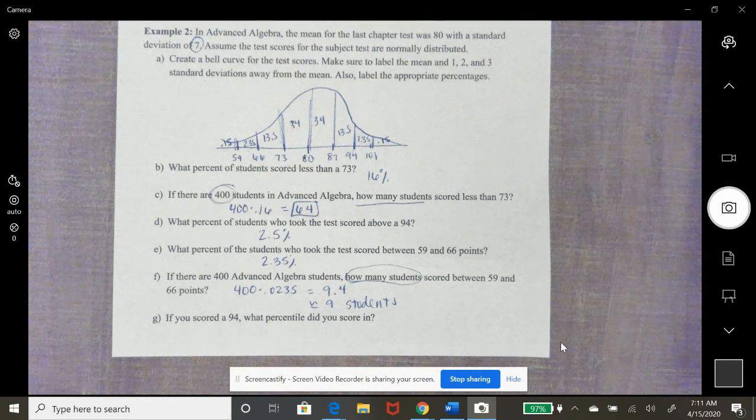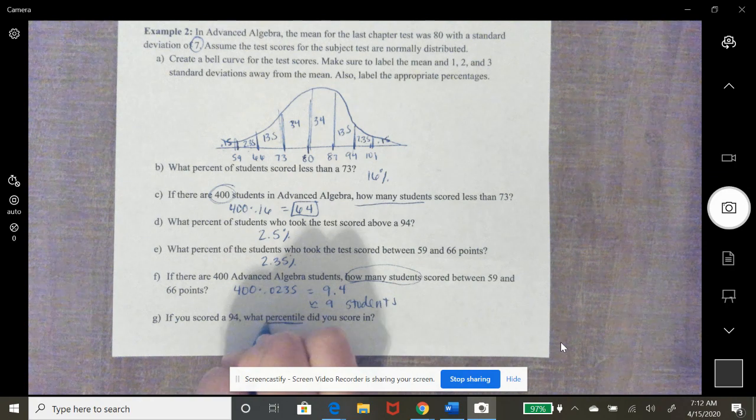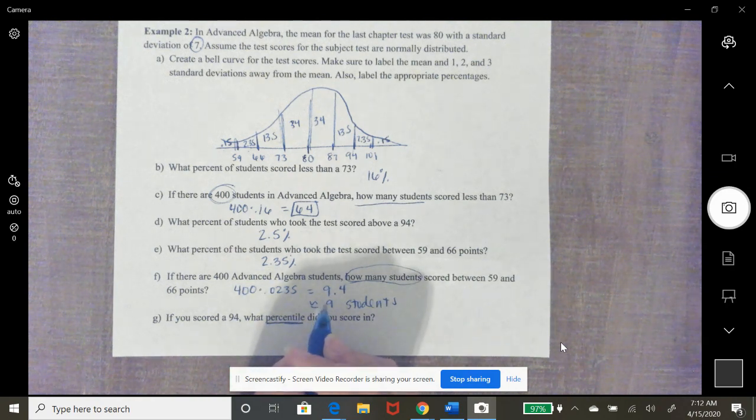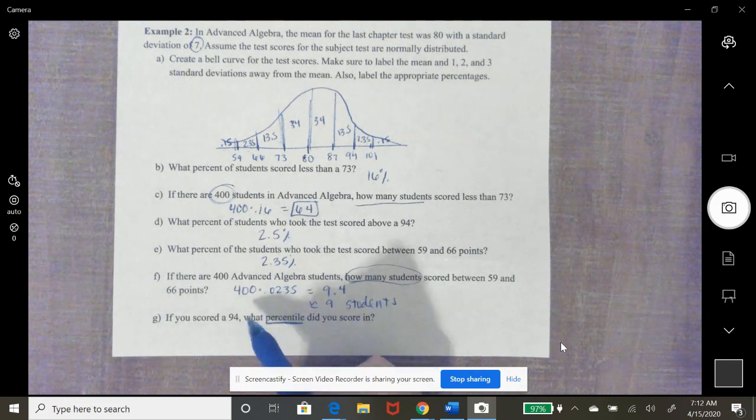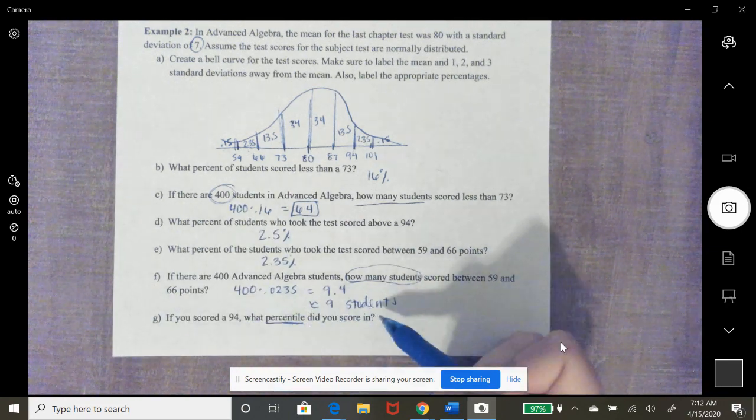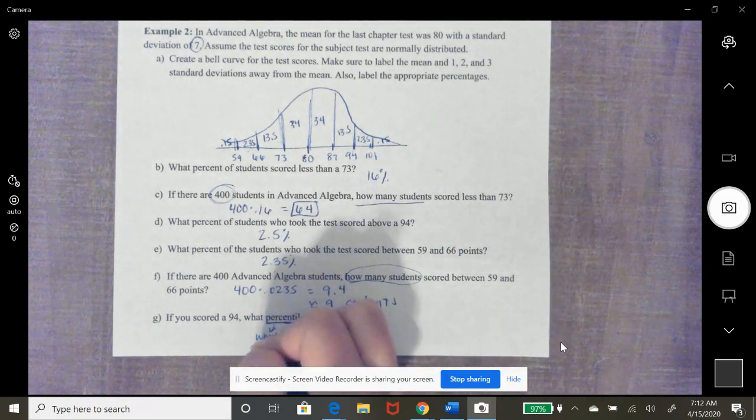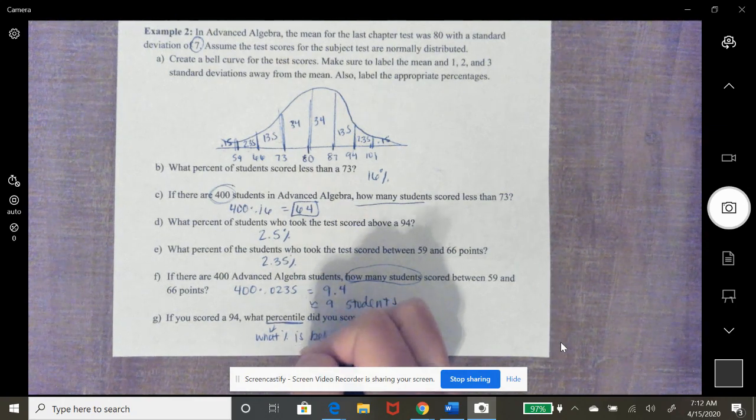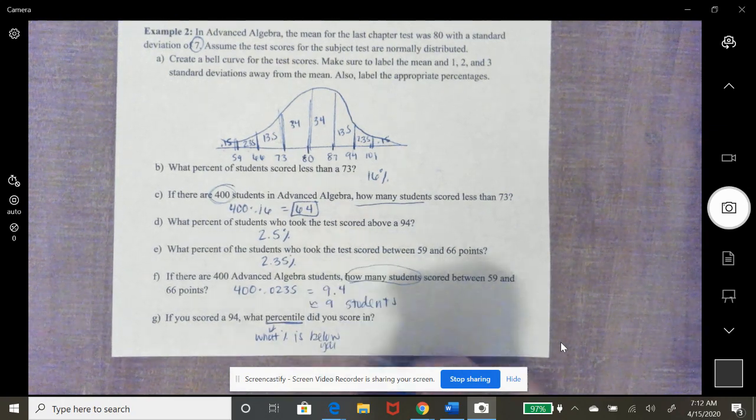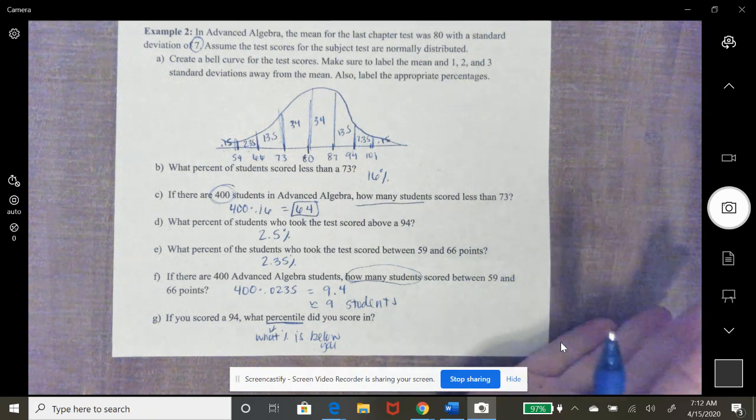And then the last one, I like this question because it's useful. If you've ever seen any of your test reports and they tell you you're in the 99th percentile or the 100th percentile or the 50th percentile, basically that's telling you what percent of people scored below what you did. So if you scored at 94, what percentile did you score in? Okay, so you want to say what percent is below you. Okay, so what percentage of people scored below that value?